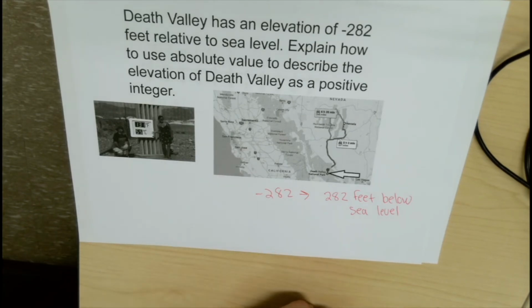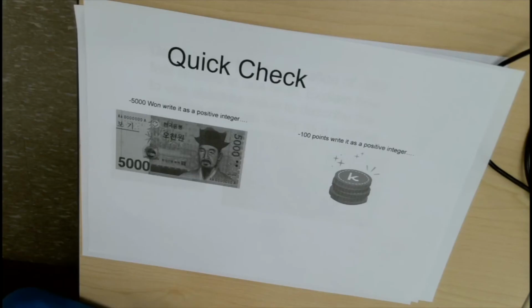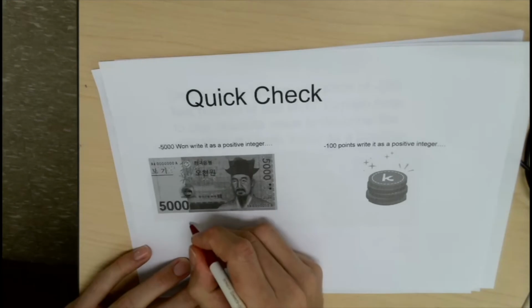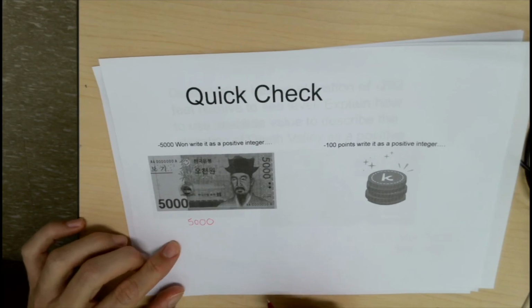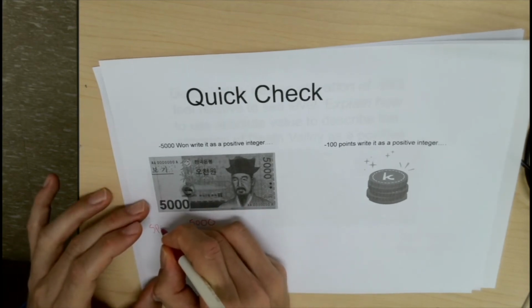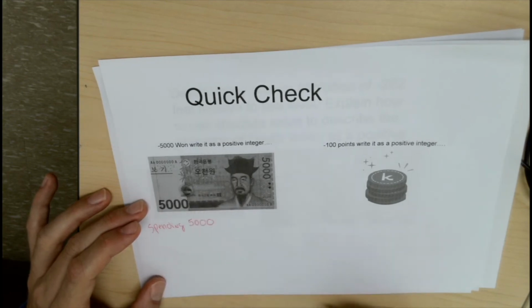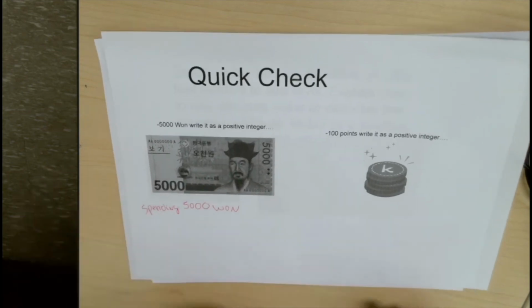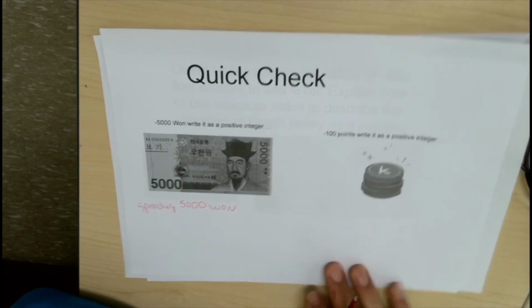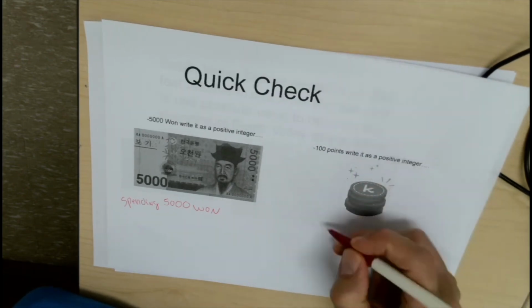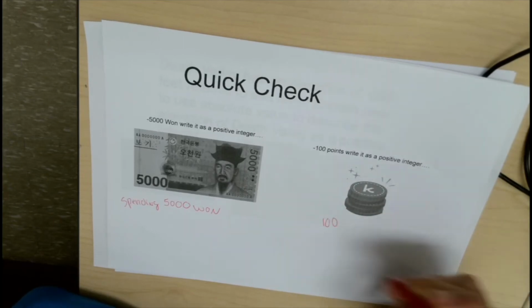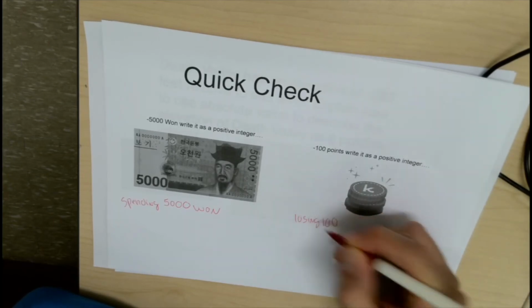Let's just do a quick check to make sure we understand. Let's do a couple more. Minus 5,001, write it as a positive integer. Again, we want to find the absolute value of minus 5,001, which is 5,001. As a positive integer, this would be spending 5,001. Minus 100 points, writing it as a positive integer. So we have 100, okay, and we're losing 100 points.